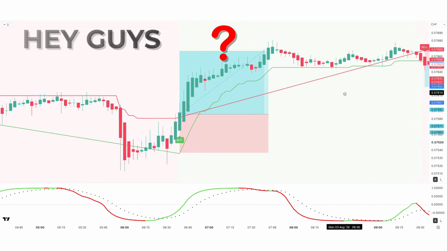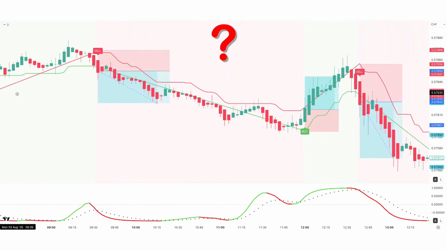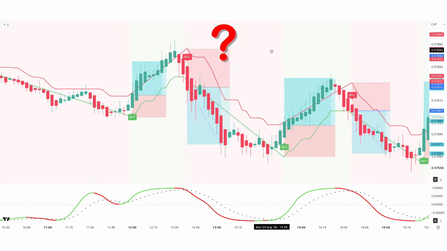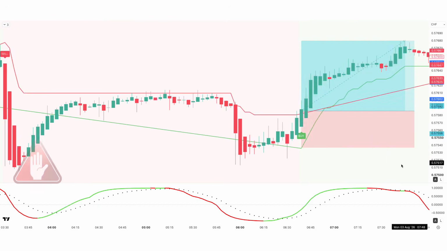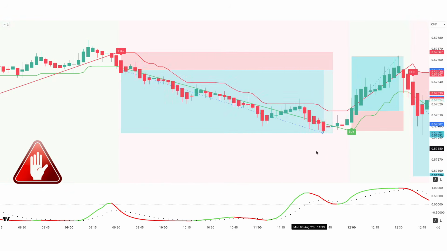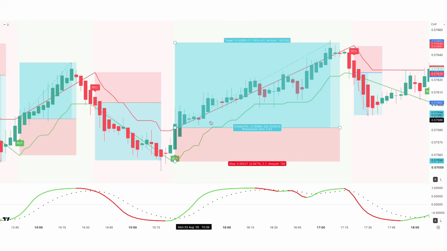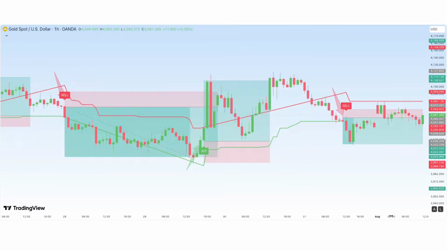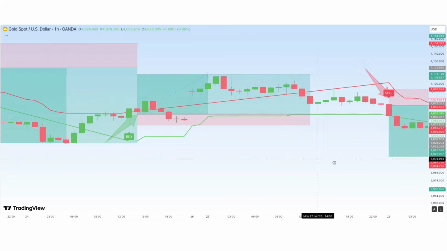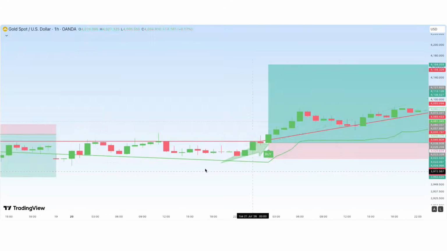Hey guys, have you ever looked at a chart and thought, the trend was so obvious, why did I miss it? The truth is, most traders don't fail because they use the wrong indicator. They fail because they trust low-quality signals. That's exactly why today's free Super Trend indicator is worth your attention.